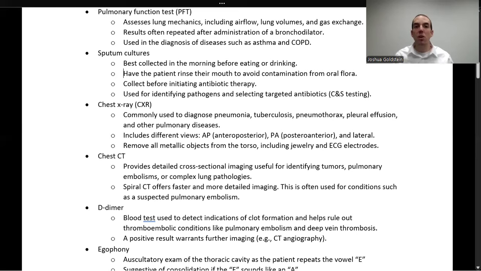Finally, we would use a sputum culture for identifying the exact specific pathogen that is making a patient sick so that we can target the correct antibiotics. And that's called culture and sensitivity testing, which is also discussed in the infectious disease lecture.